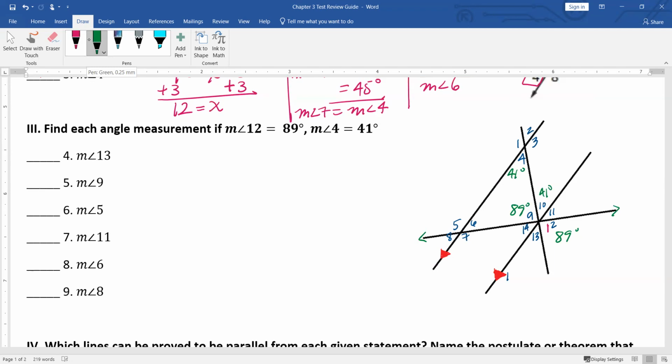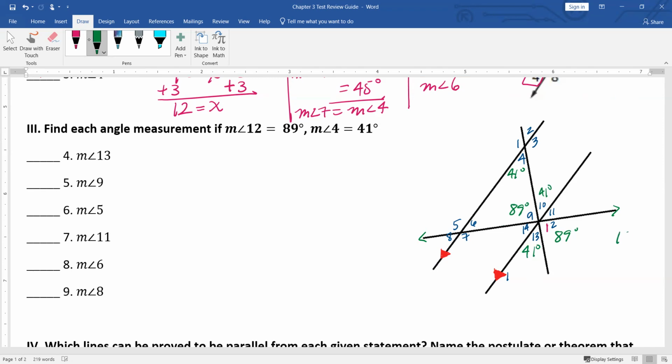Once I know that, I can calculate the rest of this because, well, it's not a linear pair, but their sum is going to equal 180. But right here is the one that I know for sure. Those equal 180 as well. Also, you could see that angle 10 and angle 13 are vertical angles, so I know this one is also 41 degrees.